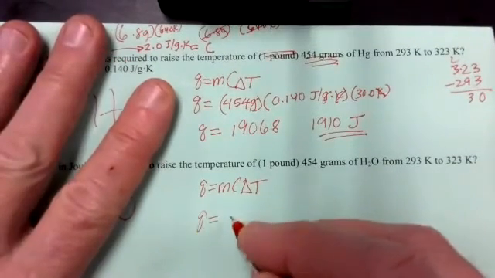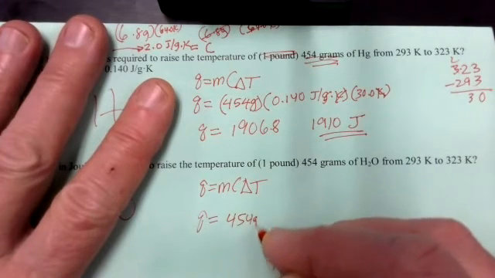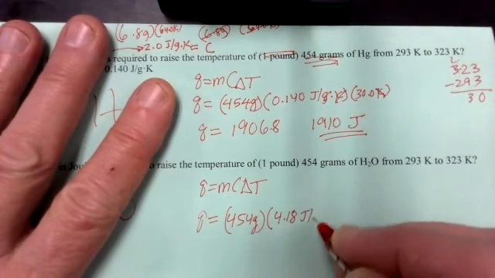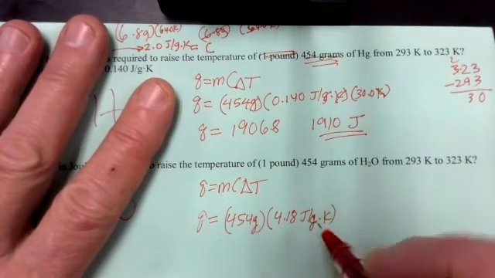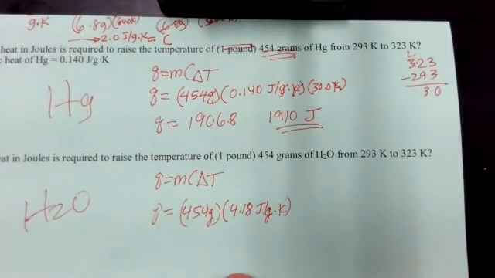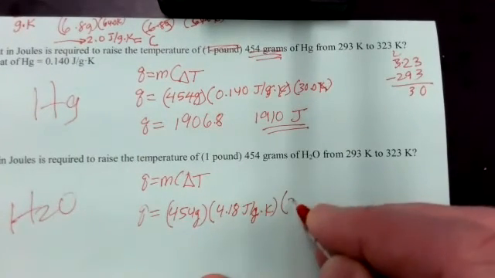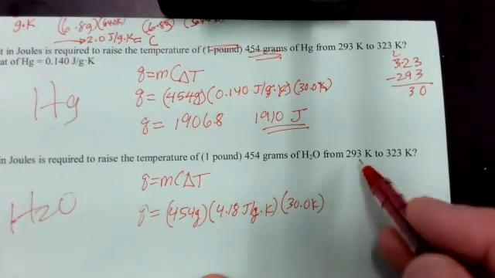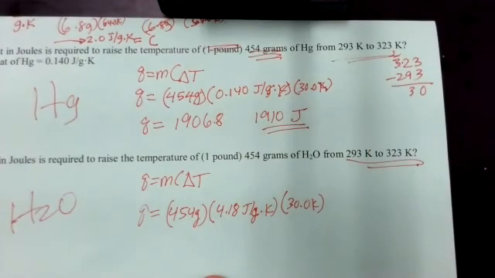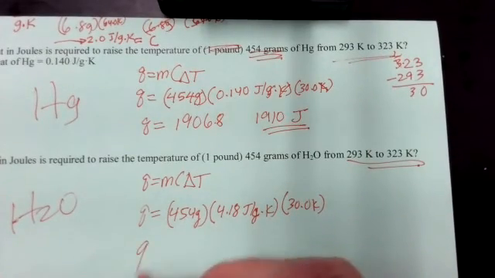Well, Q equals 454 grams times 4.18 joules per gram Kelvin. How did I know that? That's on table B. That's the specific heat capacity constant for water. And the delta T is still 30.0 Kelvin because these numbers are the same as those numbers. We change the same temperature.